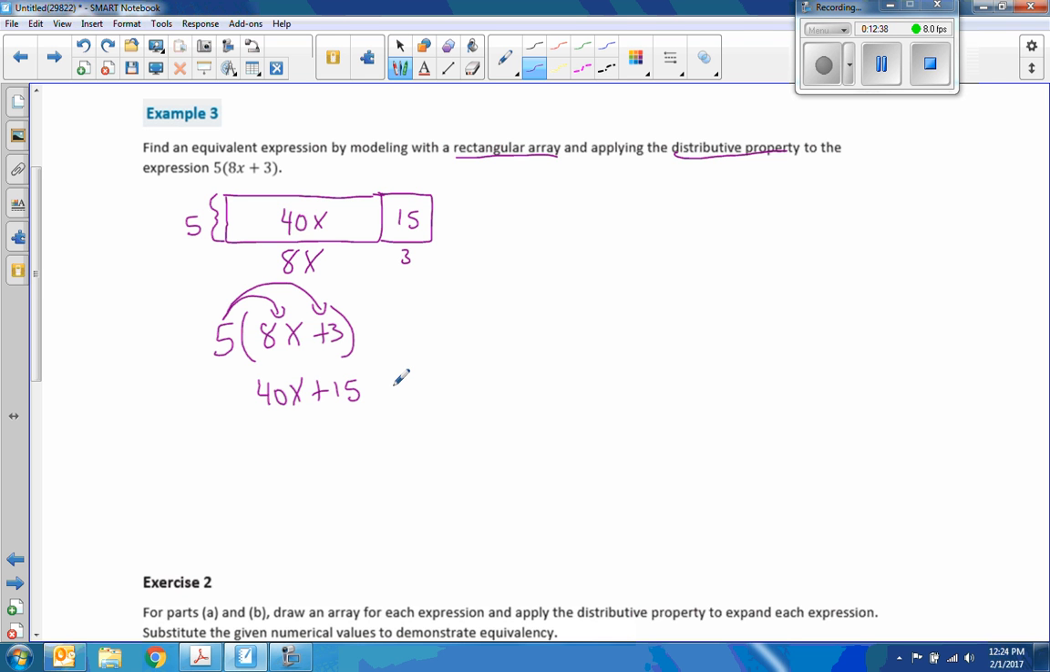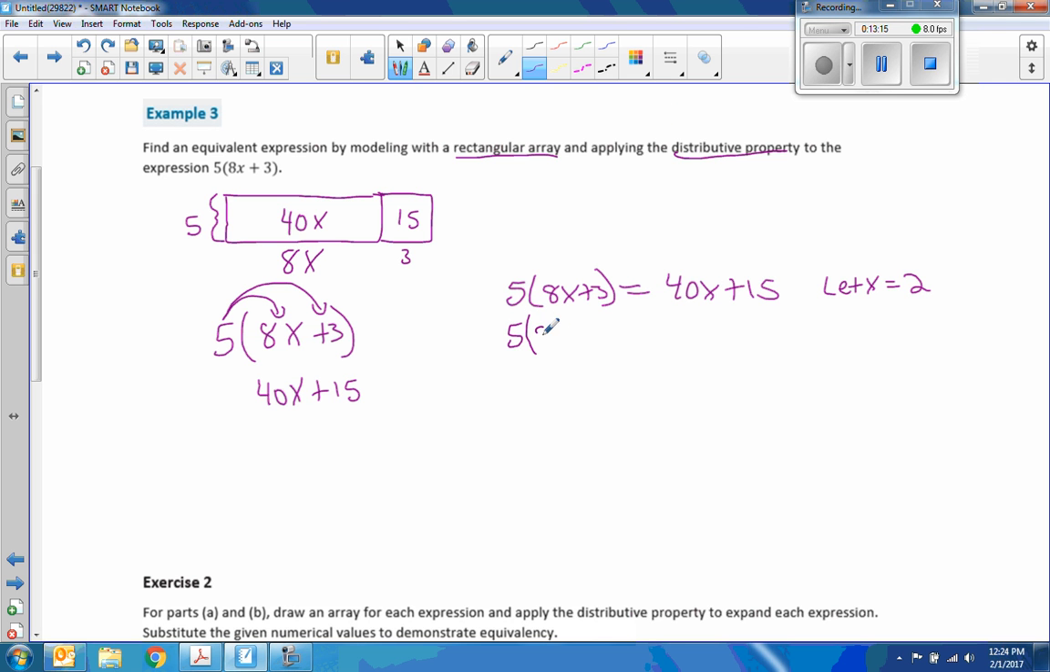And then it says, we should always check our answer, see if it's true. So our original problem is 5 times the quantity 8x plus 3. And we just said it was equal to 40x plus 15. Well, the easiest way to tell if something is true or not is to substitute in a value other than any identity, so don't use 0 or 1. So we can plug in, let x equal 2. So over here I'll just write that. Let x equal 2. Alright, so I'm going to rewrite this.